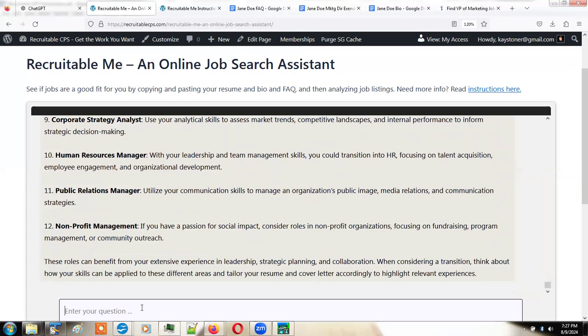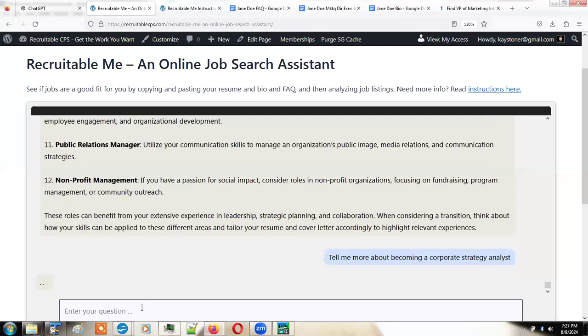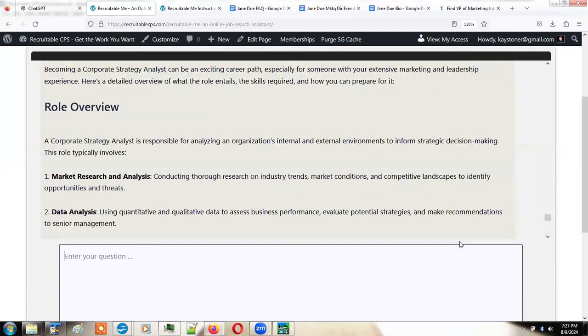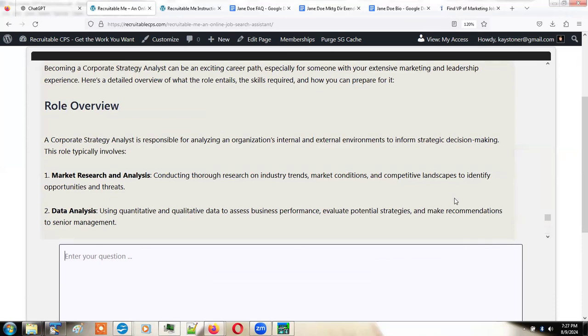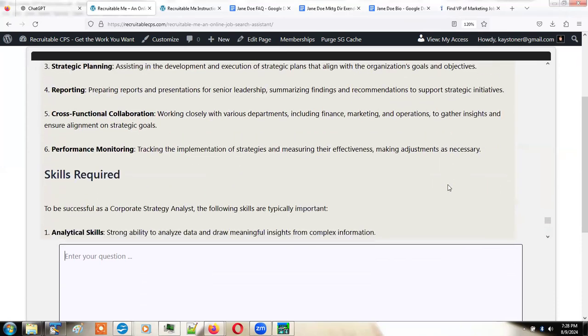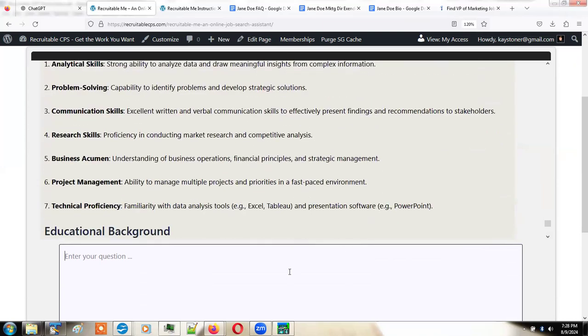And you can say, tell me more about becoming a corporate strategy analyst. And you can ask it, say, hey, that sounds interesting, so tell me more. And then it will think about it. And then it's going to go into its massive corpus of information that it has, and then it's going to give you a rundown. It's going to give you the role overview and your skills and all of this.